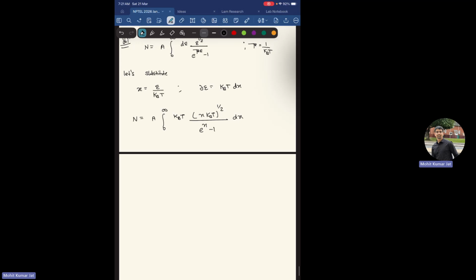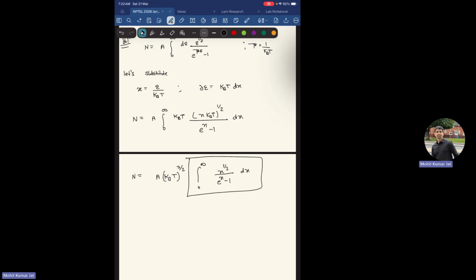Since there is no part in x that depends on temperature, we can take out the temperature: T to the power 3 by 2 and kB to the power 3 by 2. So N is A (kBT) to the power 3 by 2, integral 0 to infinity, x to the power half divided by e to the power x minus 1 dx.